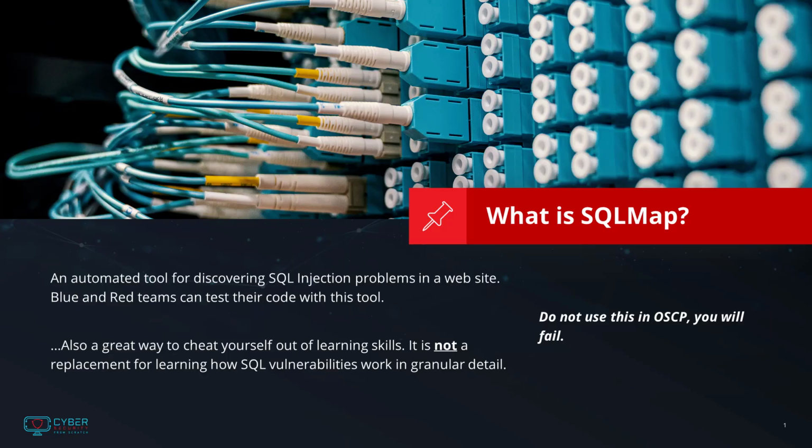So SQLMap is essentially a tool that automates the discovery of SQL injection problems and the exploitation of websites. Blue and red teams can use it. Blue teams for testing their code in a more simplified manner, and red teams for an initial scan to see if different parameters are exploitable when they're doing their assessments.